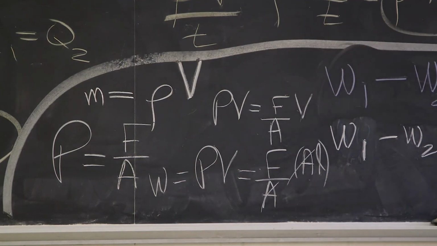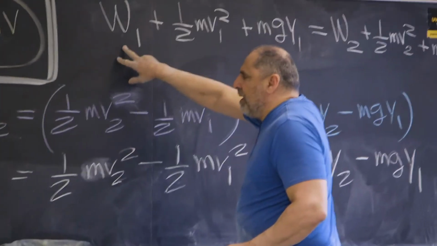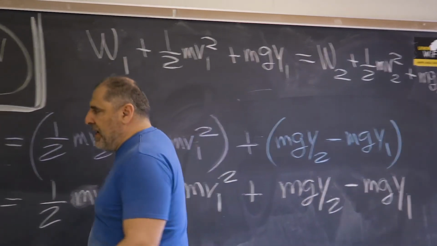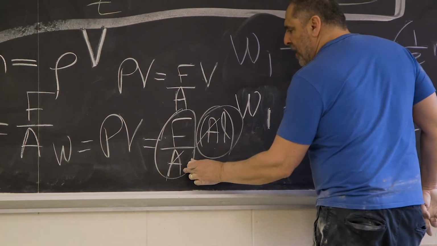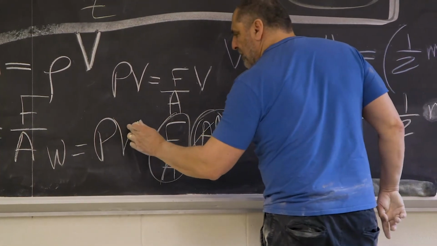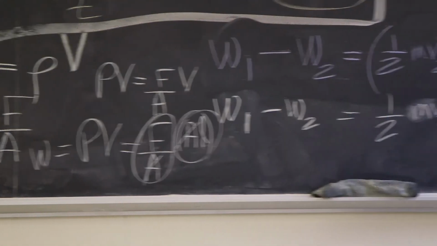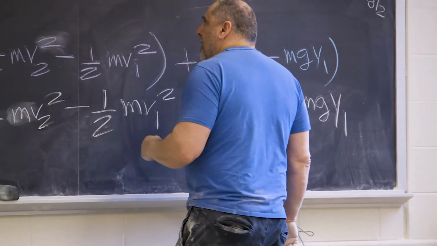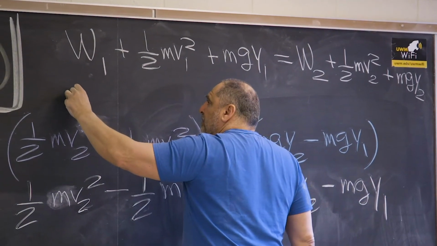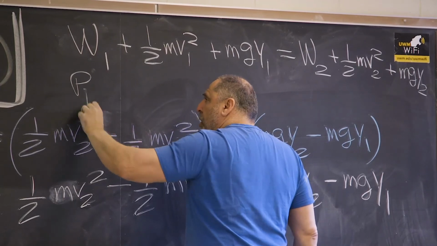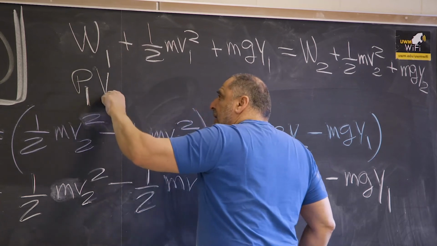So there's something of interest here. You can write this thing a lot of ways, but here's one way to write it. Pressure is really work density. Pressure times volume will give you work, because F times L right here. So pressure times volume will give me work. Let me say this is pressure 1 times volume 1.